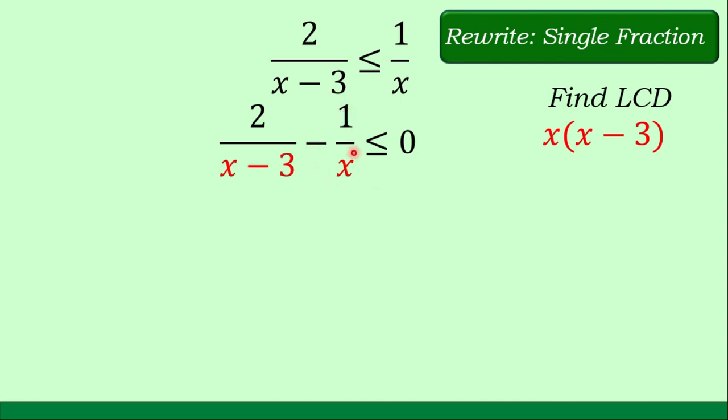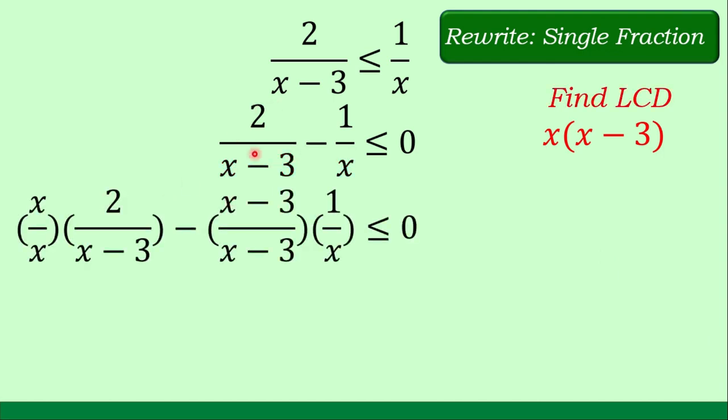Same procedure for the second rational expression. We are given here 1 over x. Since we already have x here, you'll multiply that one by x minus 3. So both the numerator and the denominator will be multiplied by x minus 3. What I'm saying is, it looks like this. We have here, copying this, 2 over x minus 3, and I multiply that one by x over x to make our denominator the LCD. Minus x minus 3 over x minus 3 times 1 over x, which I copied here. And I copy the rest, which is less than or equal to 0.